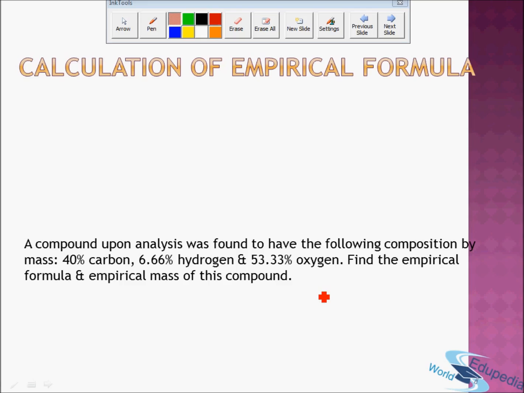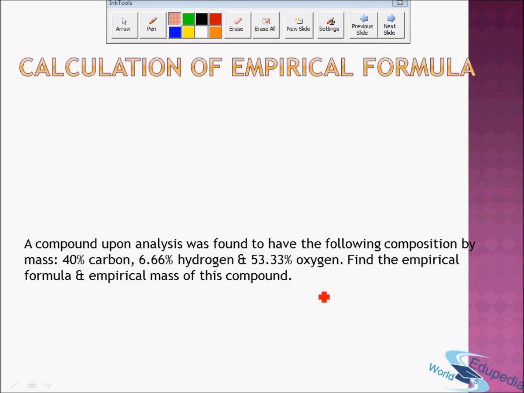The procedure is very simple. You always have to follow the same set of steps that I am going to tell you. For all the questions of empirical formula, you have to basically follow the same set of steps. They might make some changes in the question, might tweak it a little bit, but if you just go through the steps, then you will always arrive at the right answer.